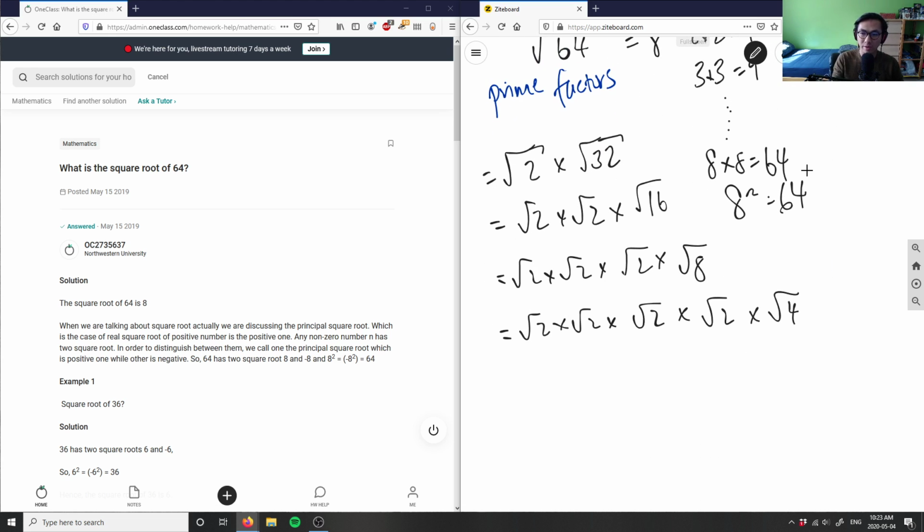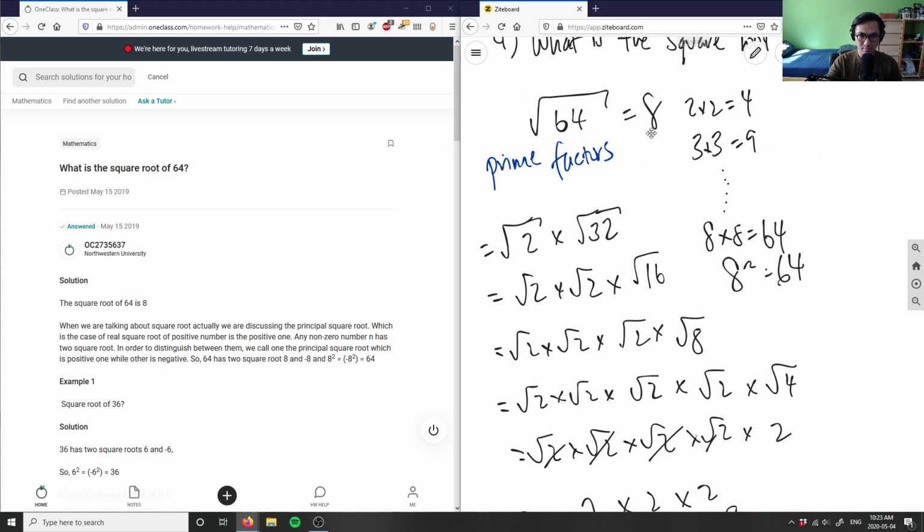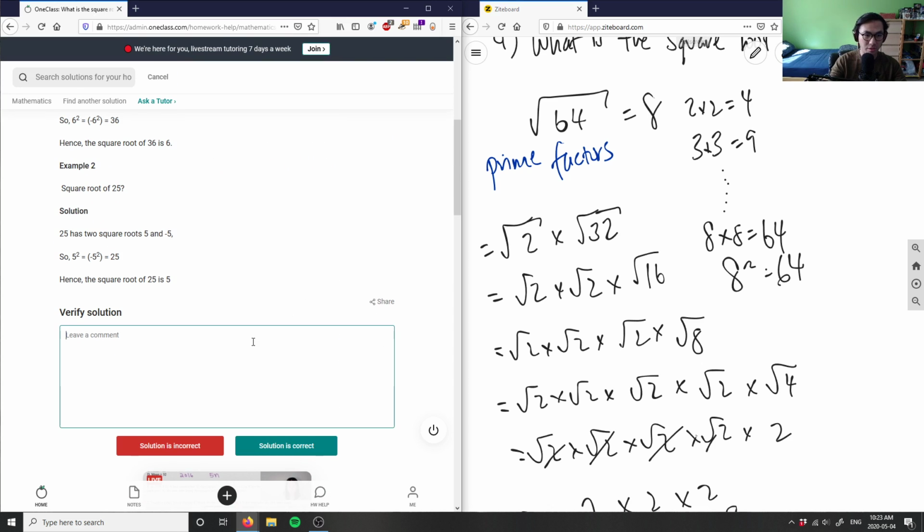And I know that root 4 here equals 2, times simply just 2. These two multiplied by each other are going to equal 2, and these two are going to multiply by 2. So I have 2 times 2 times 2, which is simply 4 times 2, which equals 8. So this here is my solution if you didn't know what the square root is, but I'm pretty sure you know that the square root of 64 equals 8. So this is a perfect square question here. So the solution is correct. Good analysis here.